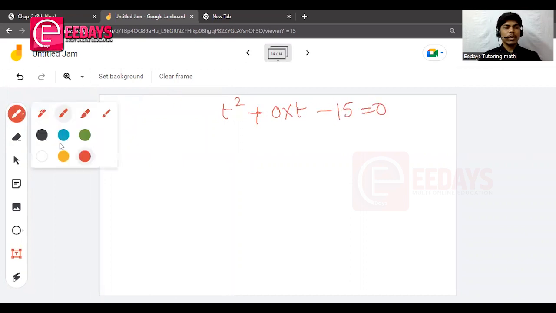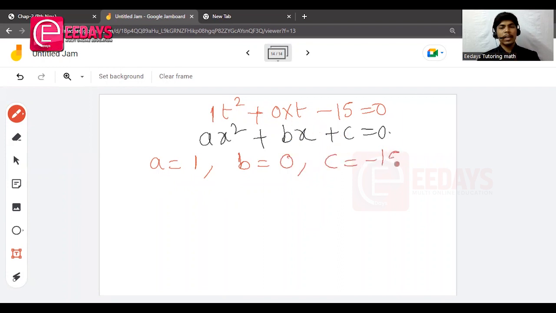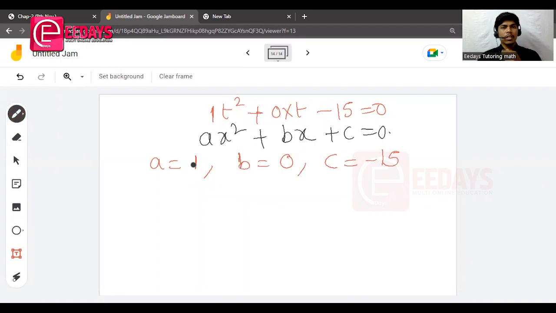If we compare with the general form, that is ax square plus bx plus c is equal to 0, in the place of a you can take 1. In the place of b, if you compare, you will get 0, because there is no x coefficient, there is no t coefficient. In the place of c, you should take minus 15. All right, minus 15.